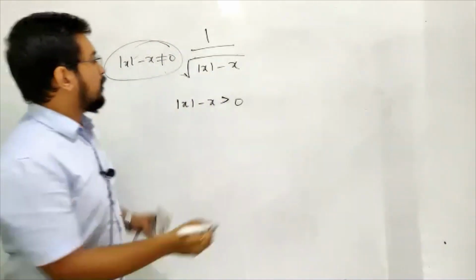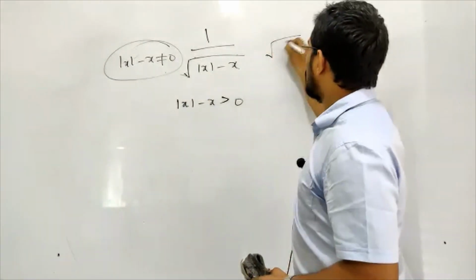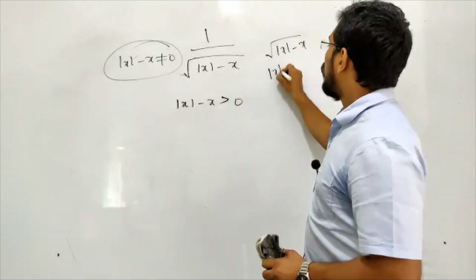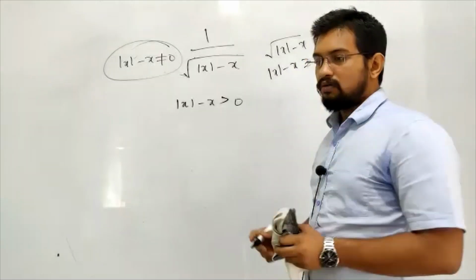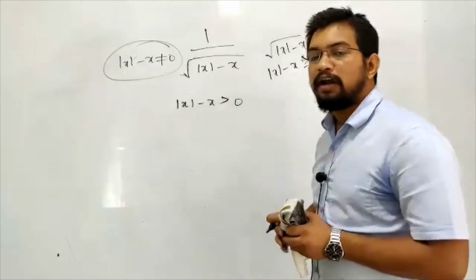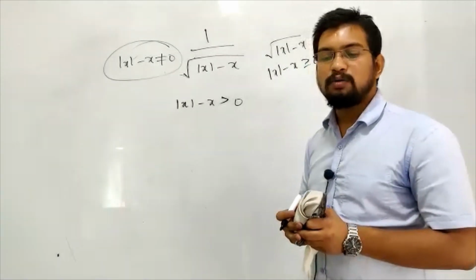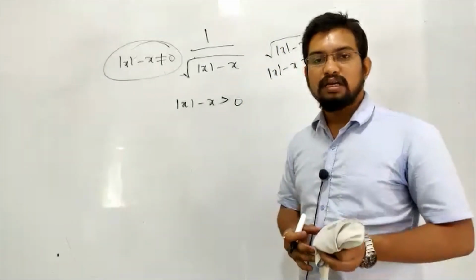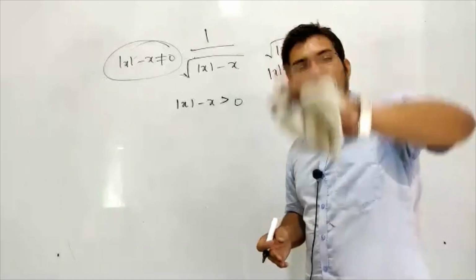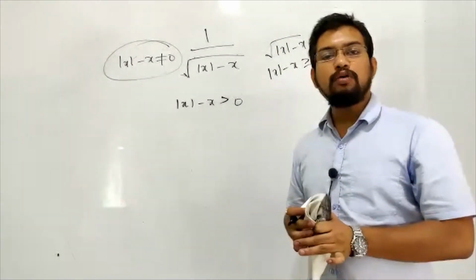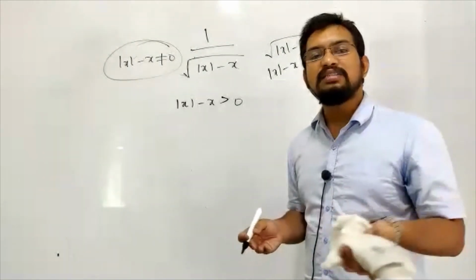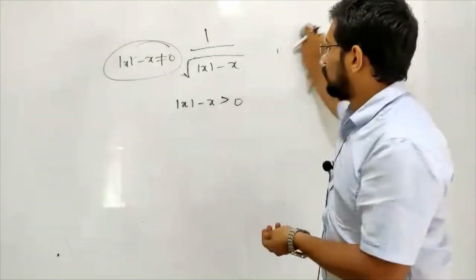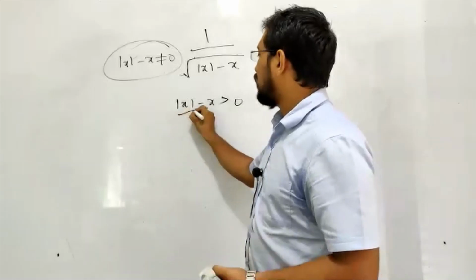If this is in the numerator, if the question was something like root of mod x minus x, you have to take mod x minus x is greater than or equal to 0, because that is present in the numerator. Numerator can be 0, it's fine. But whenever that is present in the denominator, you should not take that, because if the denominator is 0, that becomes undefined. Now, mod x minus x is greater than 0.